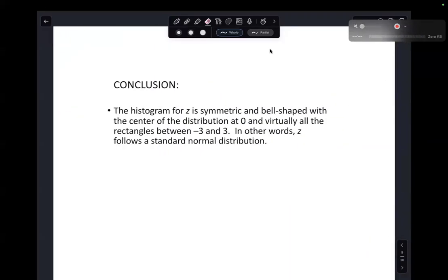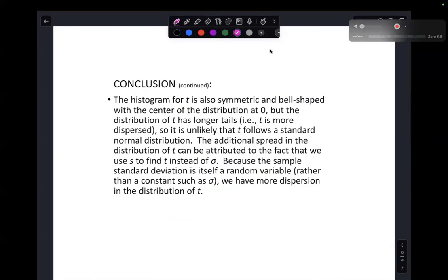Okay. Here's a little bit of a difference. Z is symmetric and bell-shaped with the center of the distribution at 0, and almost everything is between -3 and 3 standard deviations. So it follows a normal distribution. It's a nice, pretty bell shape. The t is also symmetric and bell-shaped, but it has longer tails. It's more dispersed. It doesn't follow the standard normal distribution because the tails are longer.